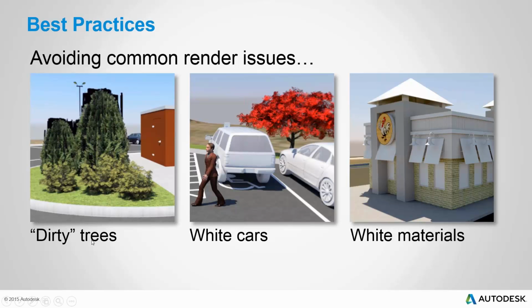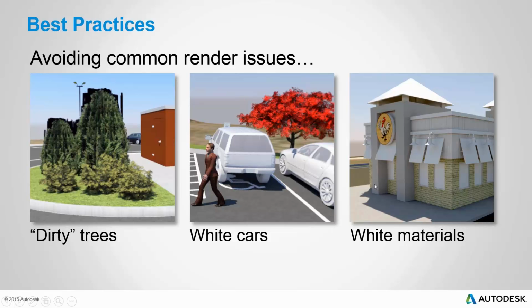One I like to call dirty trees. You can see in my rendering here, it looks like somebody took a black Sharpie and scribbled up and down above these trees. Another one is white cars. Sometimes you render the parking lot scene, and some of the cars render white, and some of them render perfectly, and you may wonder why that is, so we're going to address that.